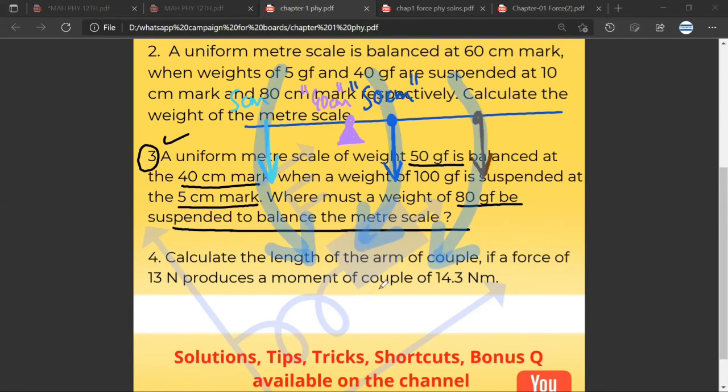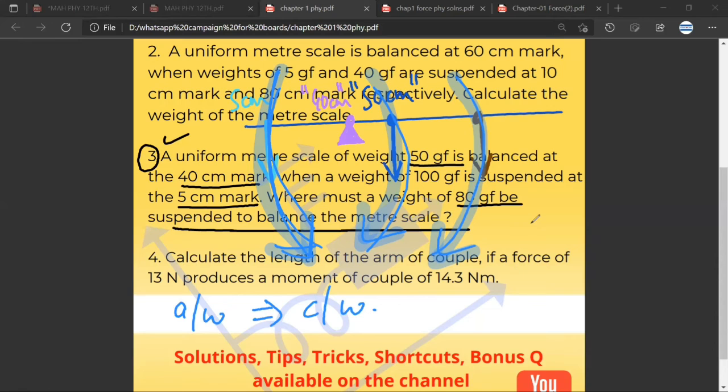So you have to see the equation would be drawn something like this. So the anti-clockwise moments should be equal to the clockwise moments. There are two clockwise moments and there is a single anti-clockwise moment. So let us see the solution.